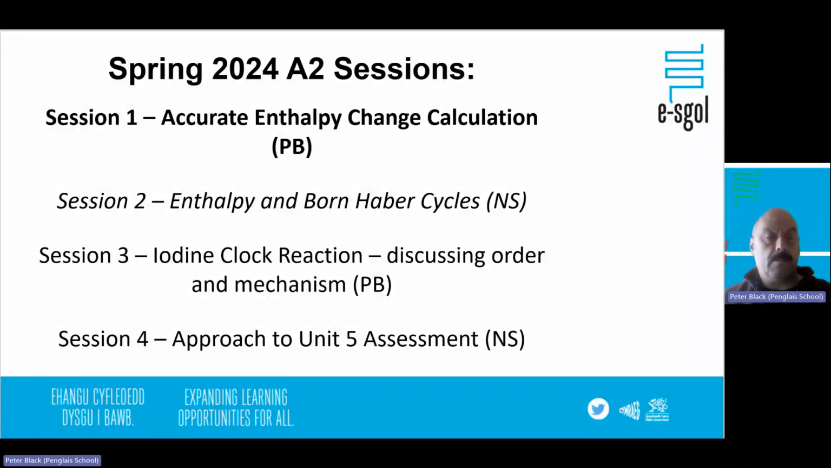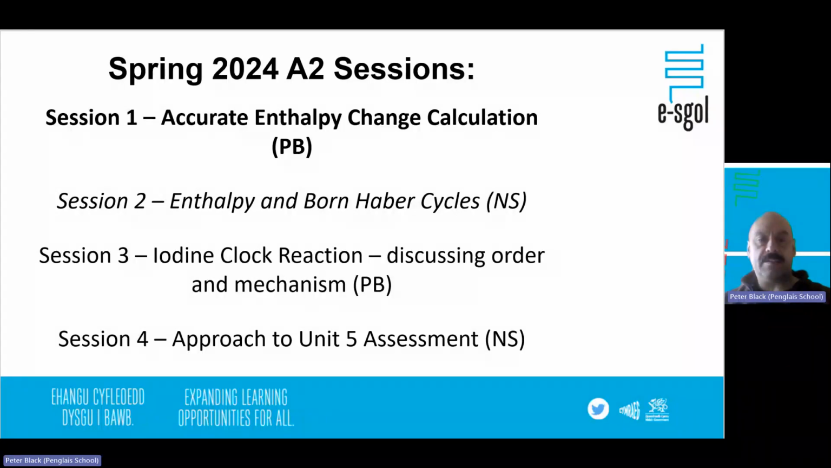Okay, so welcome to the Spring 2024 A2 sessions. This is session 1 with myself, Mr. Black, teacher at e-sgol Penglais in Aberystwyth, and I'll be going through accurate enthalpy change calculations, specifically how they're measured and how you construct your Hess cycles for those. Okay, so let's get started then.